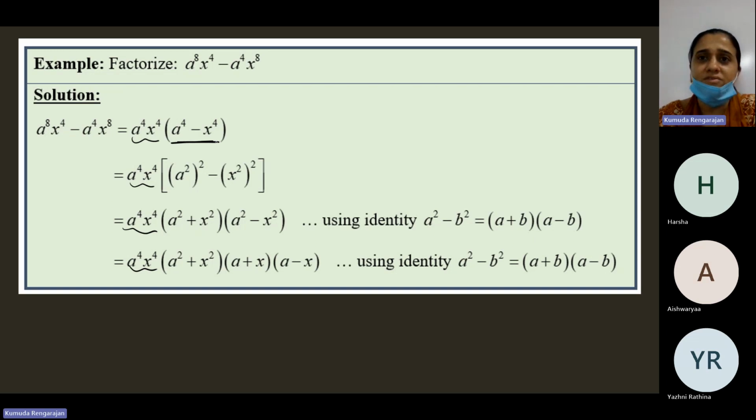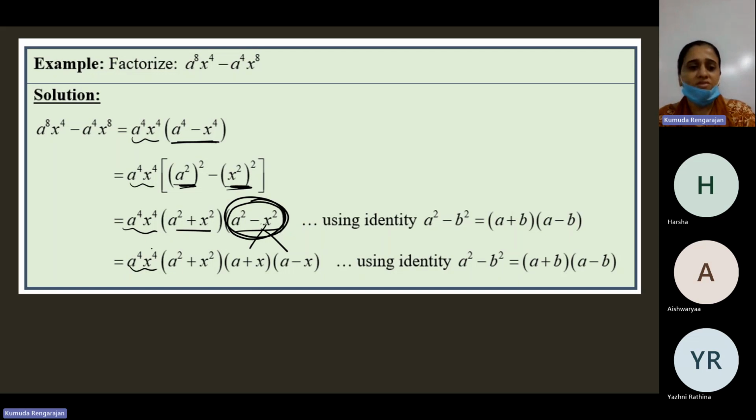So here, which looks like a square minus b square, present it like that. Show that it's of the form a square minus b square. Then a plus b into a minus b. Again, this is of the form a square minus b square, so this one is a plus b into a minus b. These two as it is.